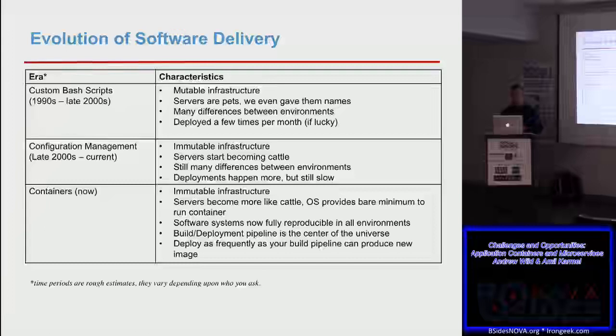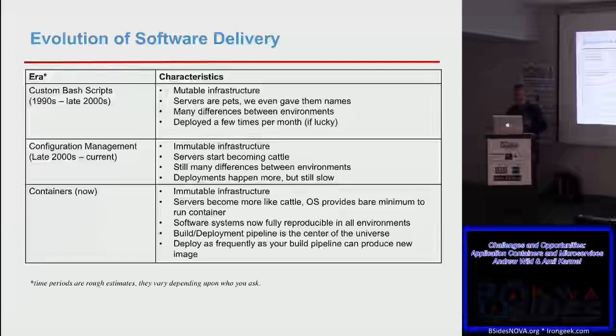The big change there: we get to the era of configuration management. We start talking about immutable infrastructure, but it really wasn't in the late 2000s, the current time period. We're starting to consider servers no longer pets. We don't name them, we don't expect them to be around very long, but we still have a lot of difference between our environments. We have more deployments, but they're still slow. And then the era of containers really finalized the concept of immutable infrastructure, meaning you don't patch a container. When you need to make a change, you get a new container and you just kill off the other container.